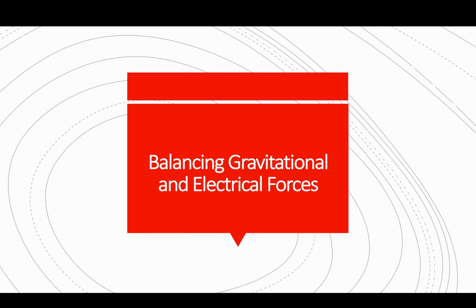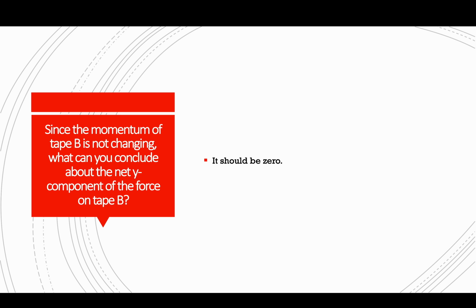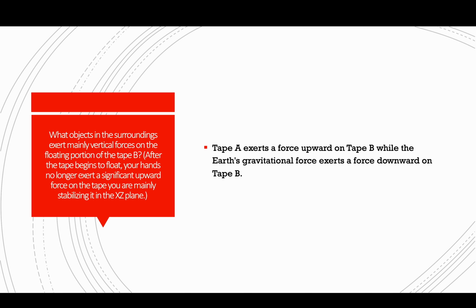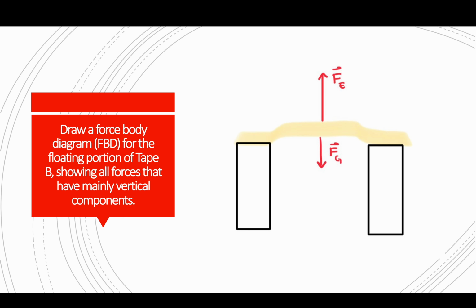Balancing gravitational and electrical forces. Since the momentum of B is not changing, the net y component is 0. Tape A exerts a force upward on tape B, while the Earth's gravitational force exerts a force downward on tape B. And here's the FBD of that.